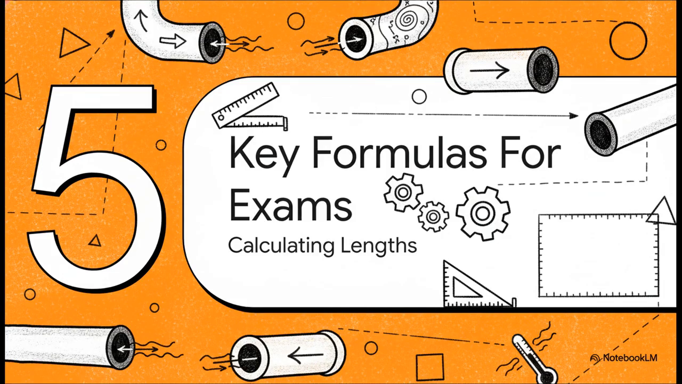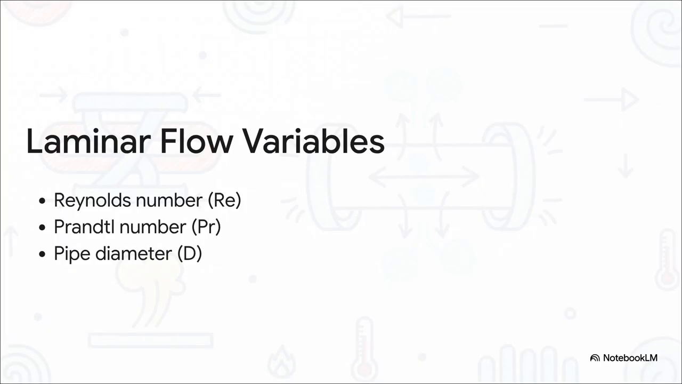And finally, part 5, key formulas for exams, the stuff you really need. Okay, let's walk through sample problem 1. Say you're sitting in the exam, and the question asks you to find the thermal entry length for engine oil flowing smoothly. Smoothly is your keyword for laminar flow. The second you realize it's laminar, you immediately need to hunt down 3 core variables: the Reynolds number, the Prandtl number, and the pipe diameter. Honestly, don't even try to solve the problem until you've got those 3 pieces of the puzzle.